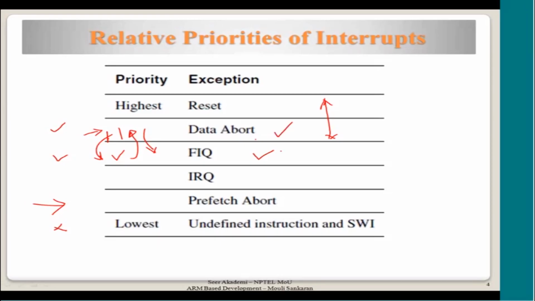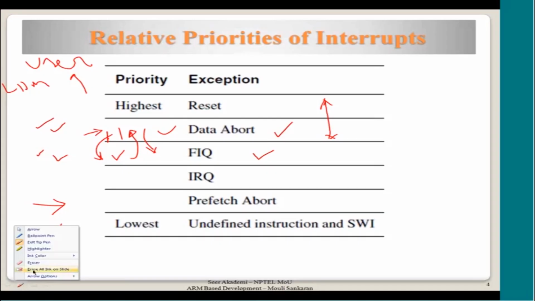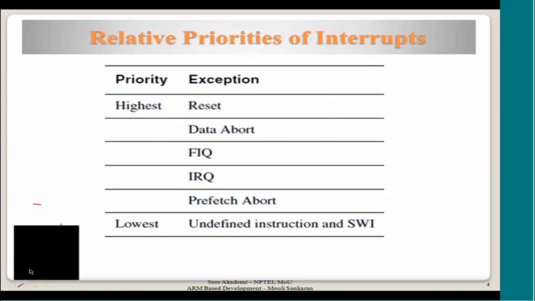I have not serviced it, so it goes back to data abort. It completes the handler and then goes back to the user code which was executing some LDM or STM. Okay, so this is the flow of sequence when both of them happen together. That is a very unique situation which is not under the control of any of us. Very good.